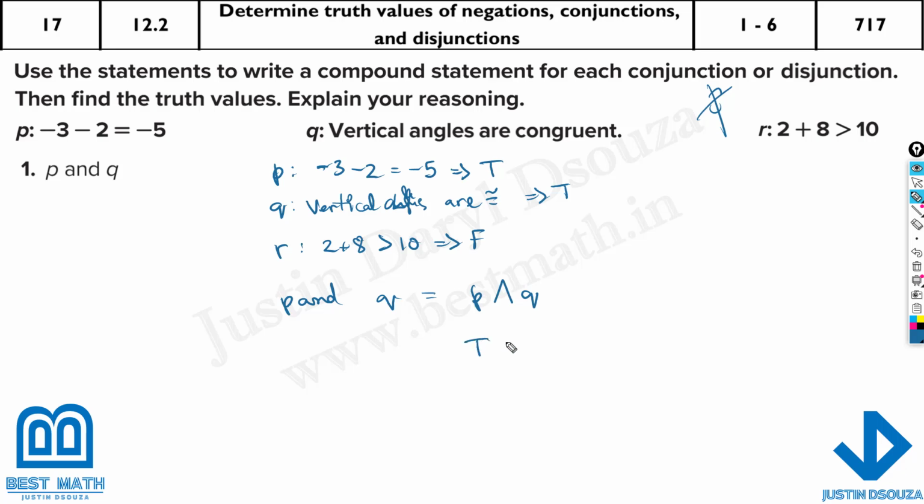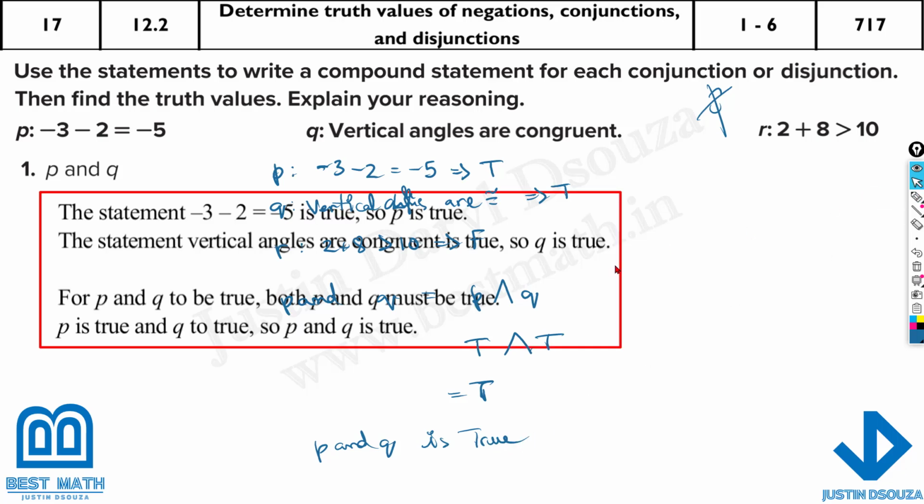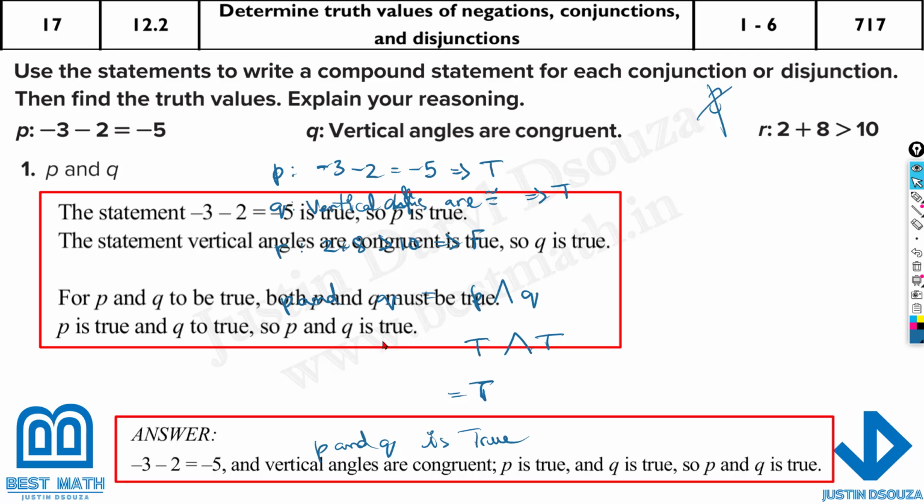P is true and Q is also true. So the final truth value is true itself. So you can write P and Q. Over here you can write P and Q. The statement P and Q is true. So this is how we can write it down. And here we go, that's true.